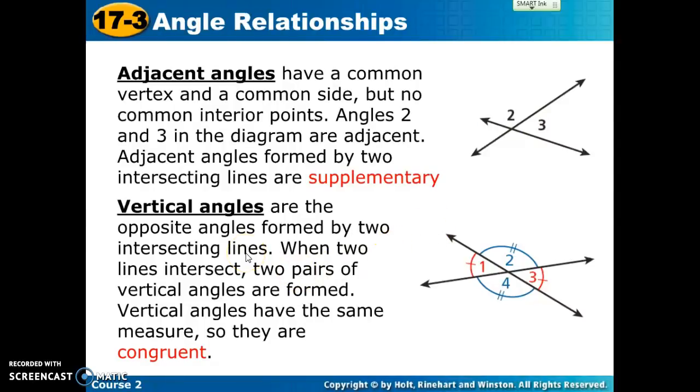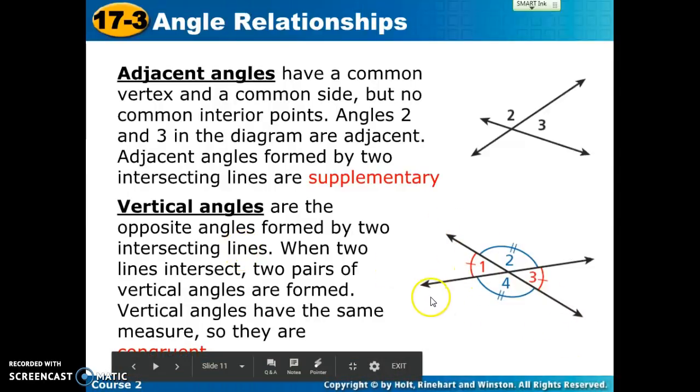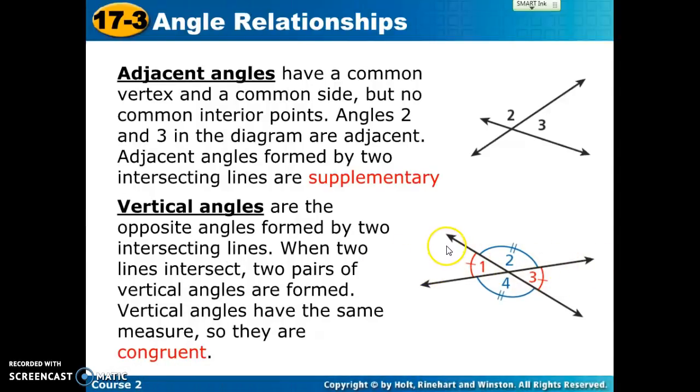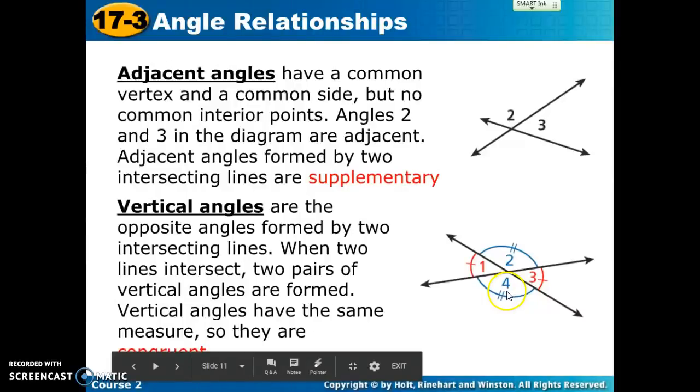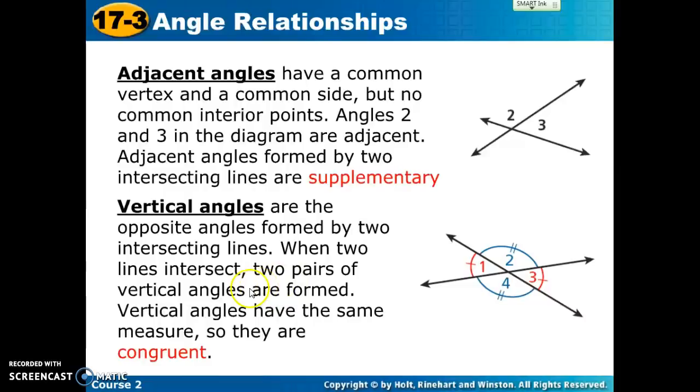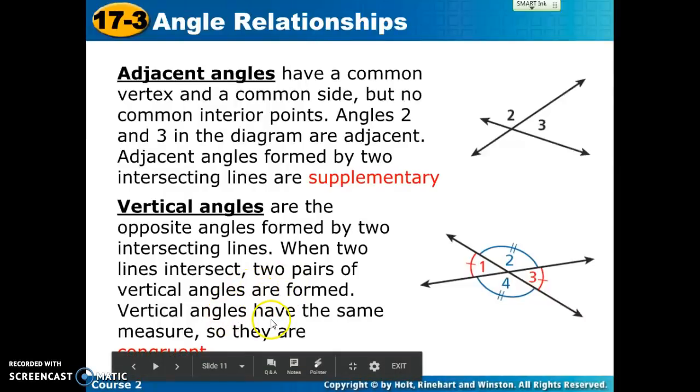Next we have vertical angles. Vertical angles are the opposite angles formed by 2 intersecting lines. So take a look, we have 2 intersecting lines here, and our vertical angles are always opposite. So we have angle 1 and angle 3 are vertical angles because they're opposite of each other. Angle 2 and angle 4 are vertical angles because they are opposite of each other. When 2 lines intersect, 2 pairs of vertical angles are formed. Vertical angles have the same measure, so they are congruent.